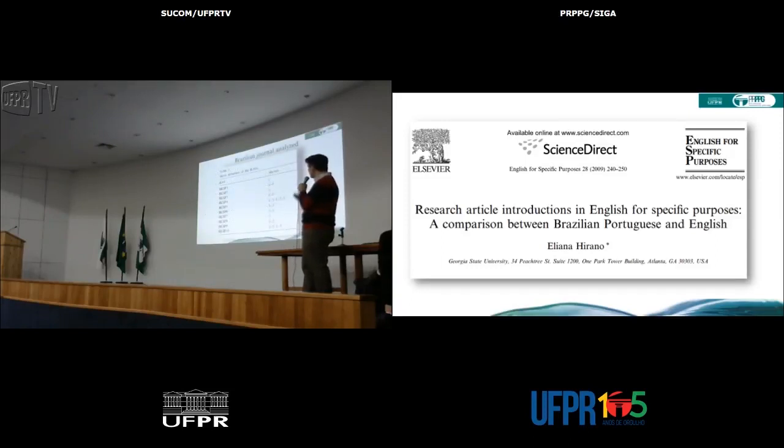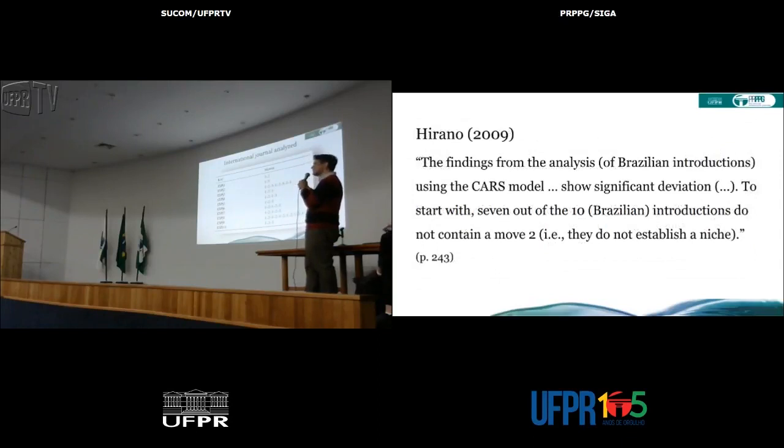Here you see the Brazilian patterns. Which number is missing here? Two only appears in a few of them. The rest, they skip that. Compare that with the American journal. I think it's American, but non-Brazilian journal, international journal. And look, all of them have 2. They all do. They all have move 2.